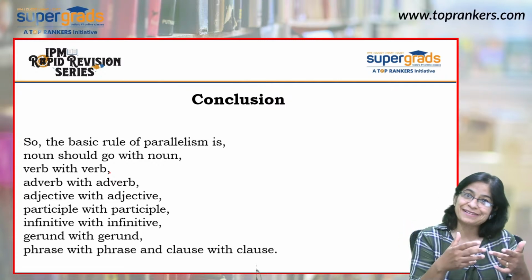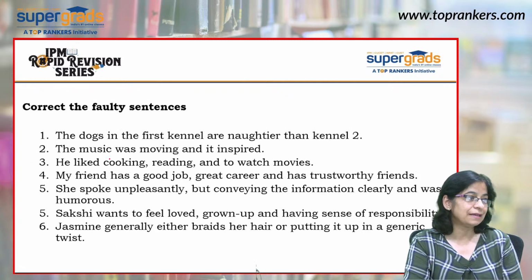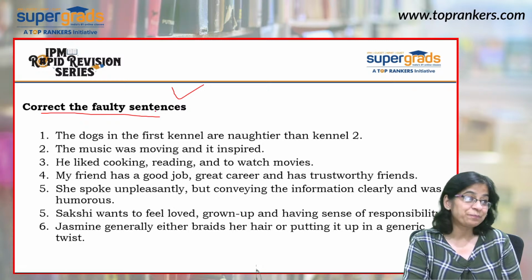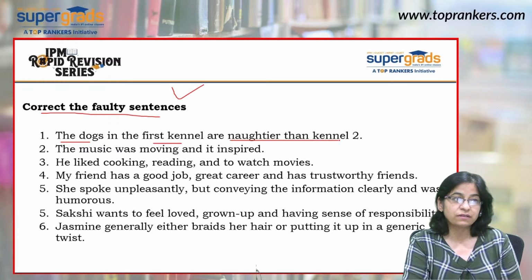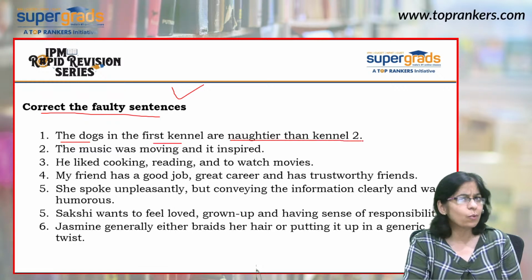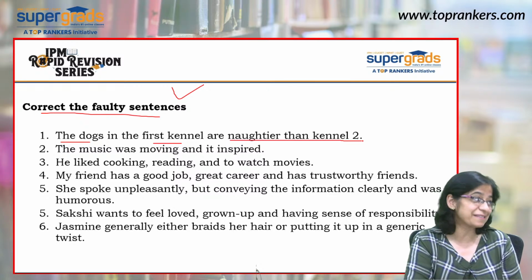Now let's look at some sentences. I have some faulty sentences for you to edit. Let's see what you do. The sentence says, the dogs in the first kennel are naughtier than kennel 2. Now, what do you think should be the correct parallel structure for this sentence? Would you like to try?